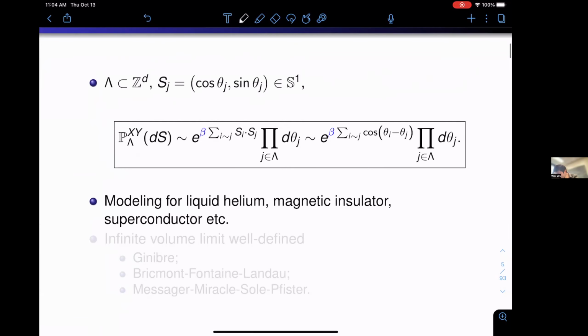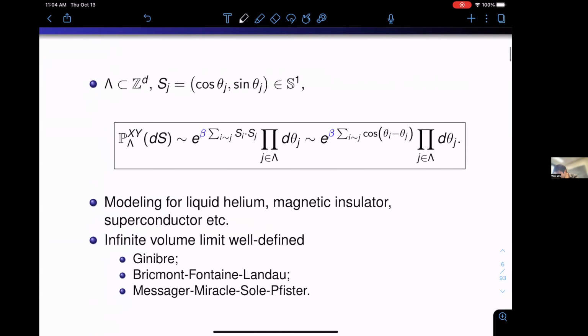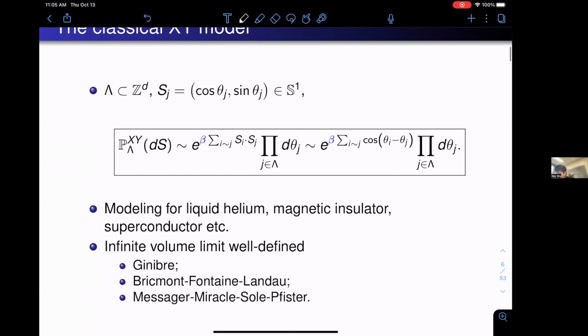This is a very classical model in statistical mechanics. It has been studied a lot and has very interesting behavior, especially in 2 dimensions. It has been used in modeling some very interesting materials, for example superconductors. Here I'm writing down this measure in the finite volume, but you can also take the infinite volume limit.